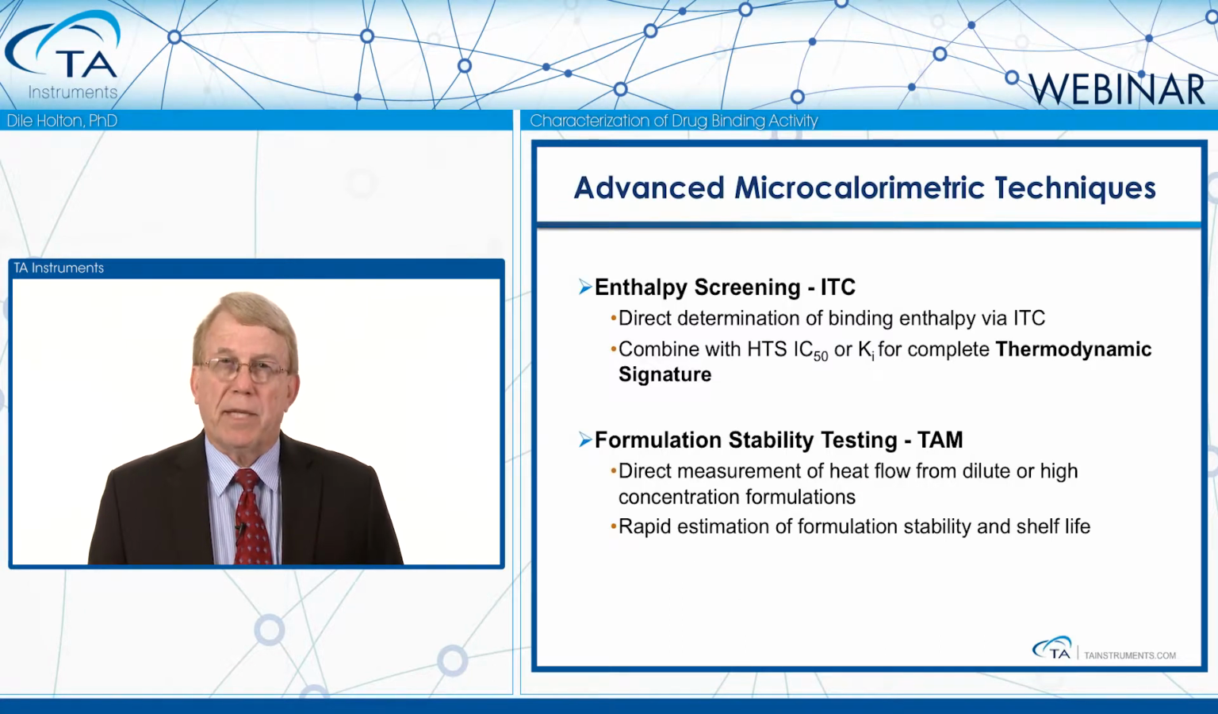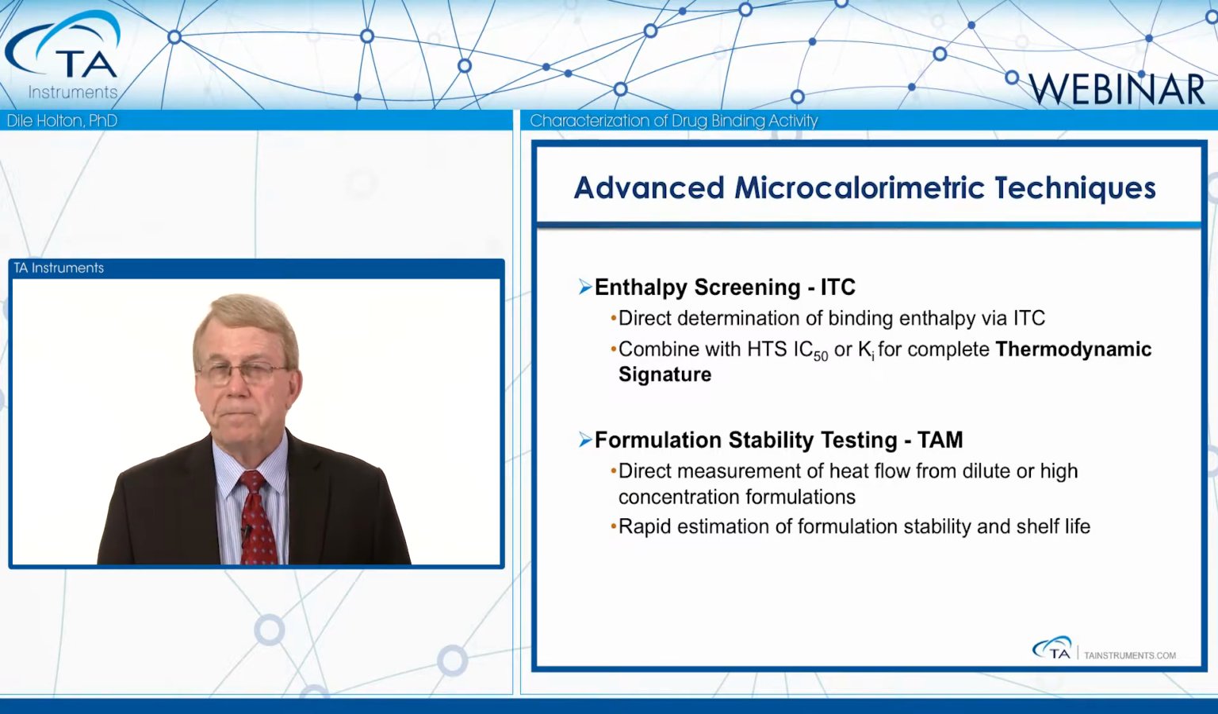So what are we going to talk about today? Well, I'm going to talk about 2 different sets of data. One is an enthalpy screening with ITC, isothermal titration calorimetry. It's a direct measurement of the binding enthalpy using isothermal titration calorimetry, and you combine it with some additional data to get a full thermodynamic signature.